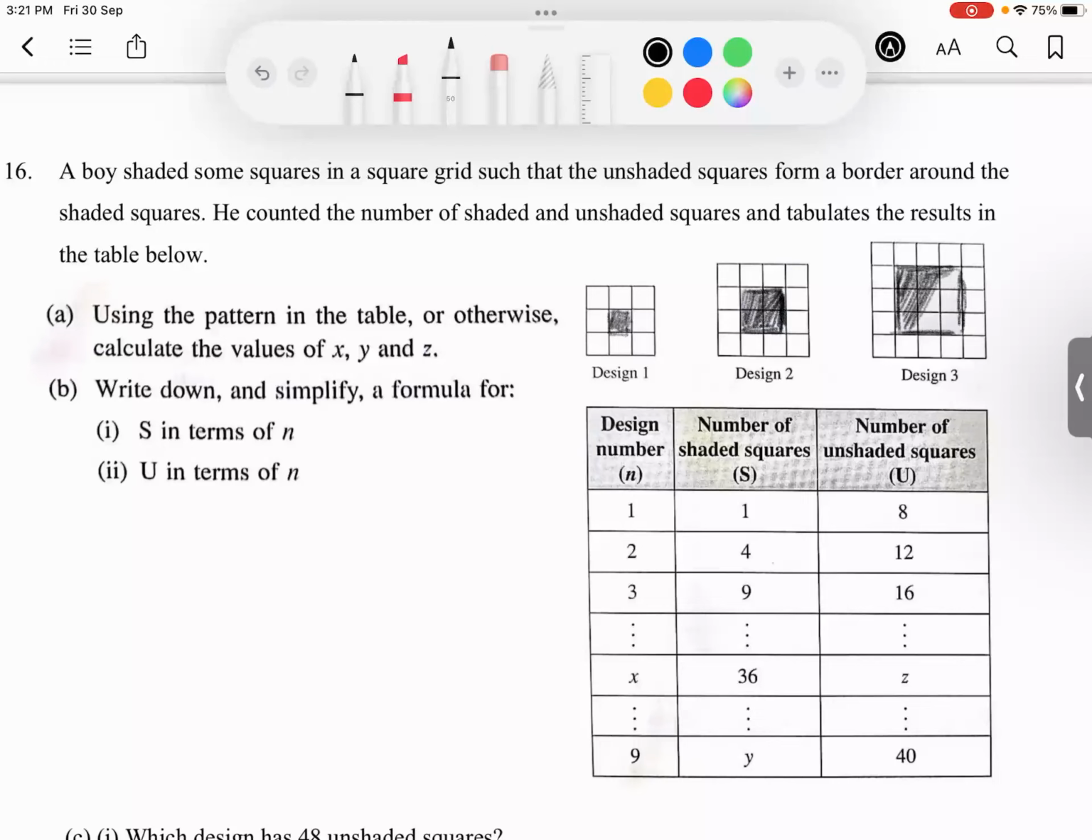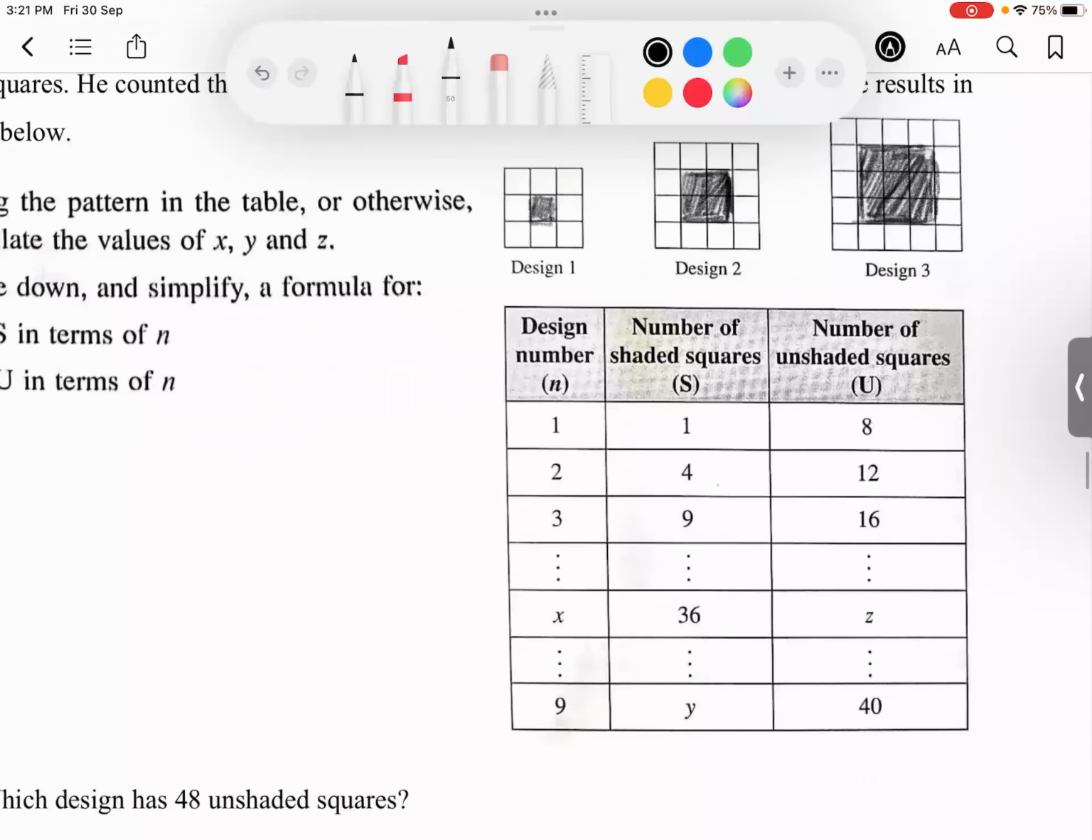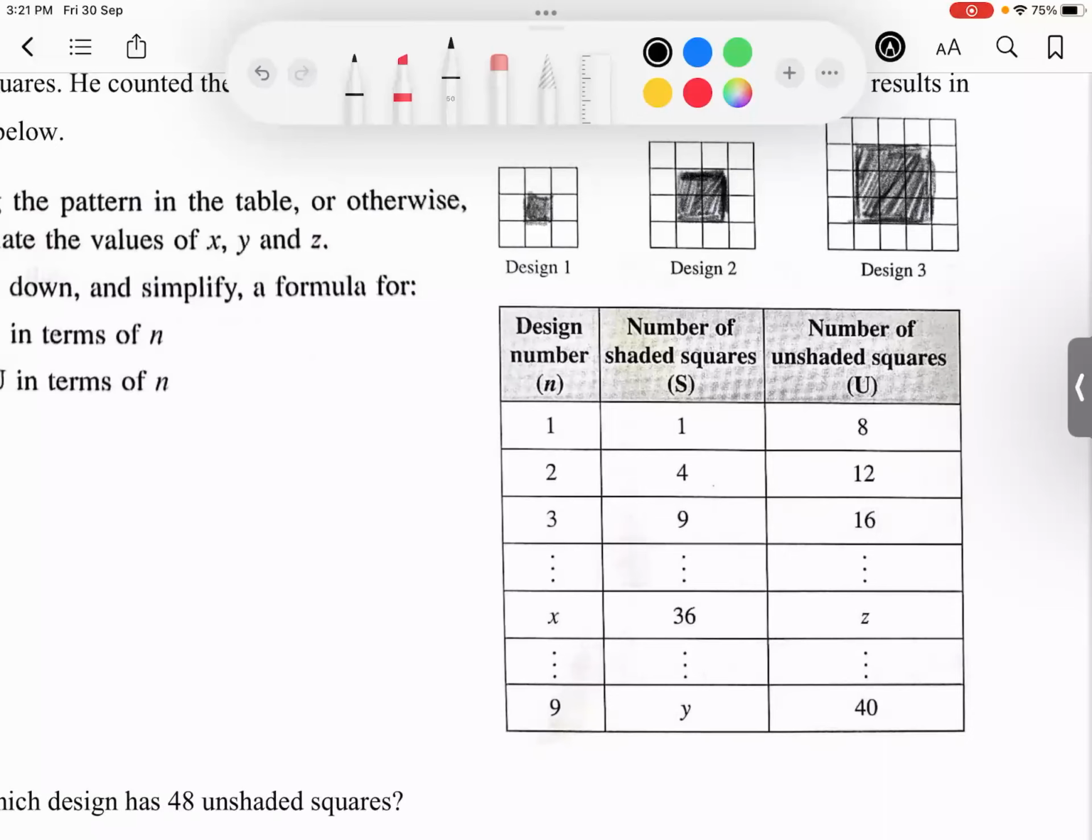Now let's take a look. What are the different number patterns available? There are some for the shaded and some for the unshaded inside this pattern. The first one is one square. The other one is 2 by 2, which is actually 2 squared. This is 3 by 3, 3 times 3, which is 3 squared. So when you want to get 36, 36 is actually 6 squared. So this term will be the number 6.